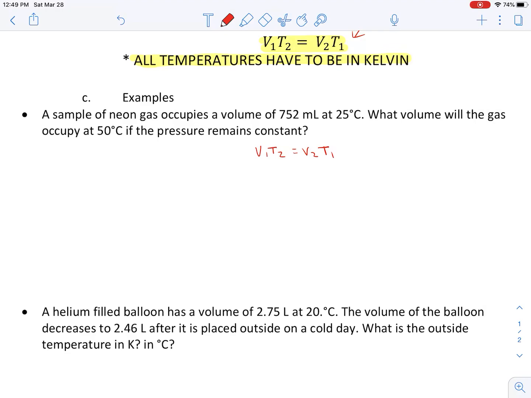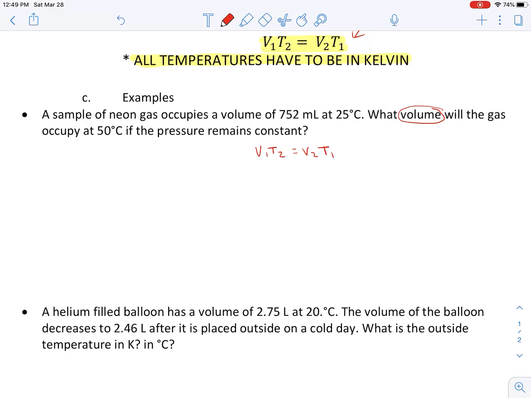So let's read through this question together. We have a sample of neon gas occupies a volume of 752 milliliters at 25 degrees C. What volume, we're looking for volume, will the gas occupy at 50 degrees C if the pressure remains constant?